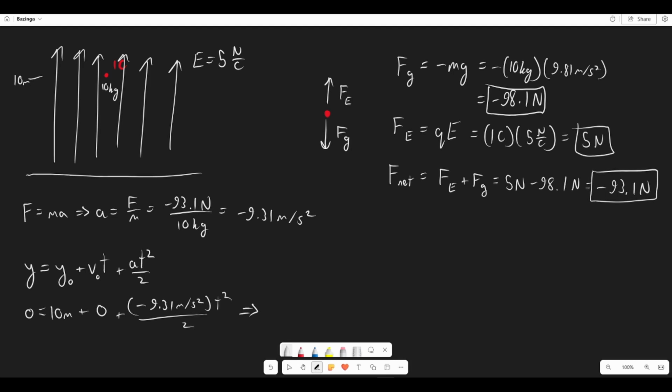We can rewrite this expression in terms of t and obtain that t equals the square root of negative 20 meters by negative 9.31 meters per second squared. Plugging this into a calculator yields a time of 1.47 seconds.